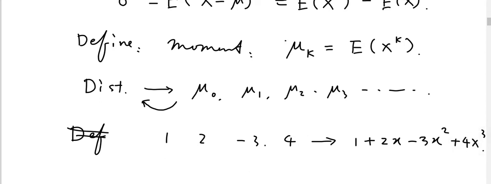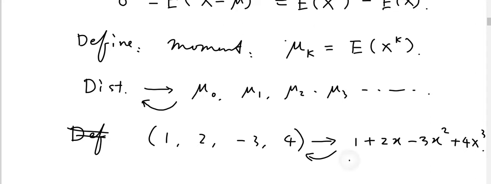Right? So from those numbers, we can produce this polynomial function. And from this polynomial function, we can go back to determine those numbers. Like how can we determine the first number?